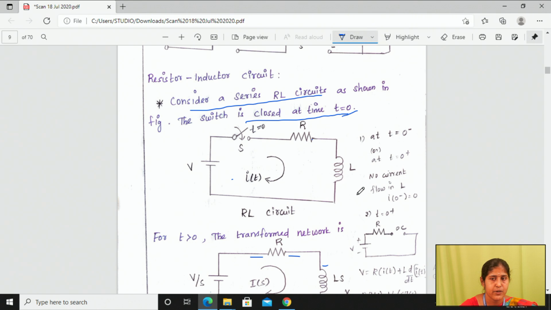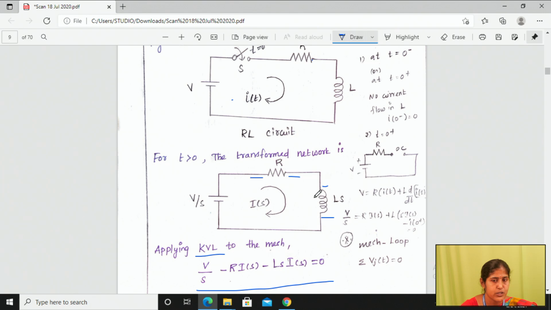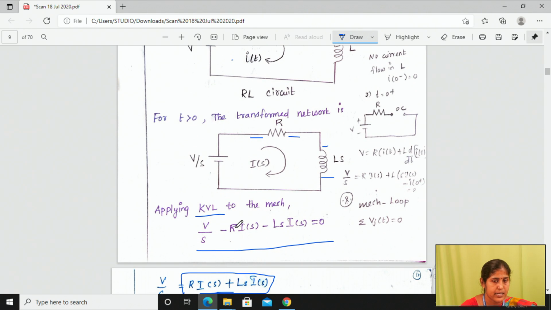Okay. So already we know that at t equal to 0 minus and t equal to 0 plus, there is no current flow in this path. So that means I of 0 plus or I of 0 minus is equal to 0. Okay. After that you have to find out the steady state function, that is t greater than 0. So in this function, before applying KVL, you have to convert the given time domain signal into frequency domain. That is the important thing. Okay, so after finding the frequency domain signals, you have to apply KVL.